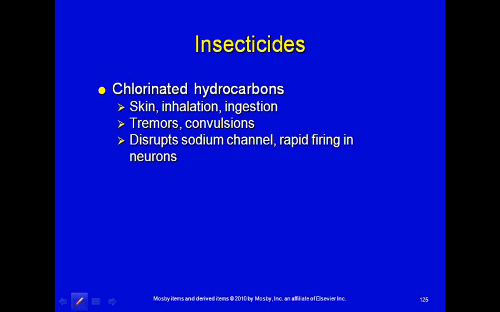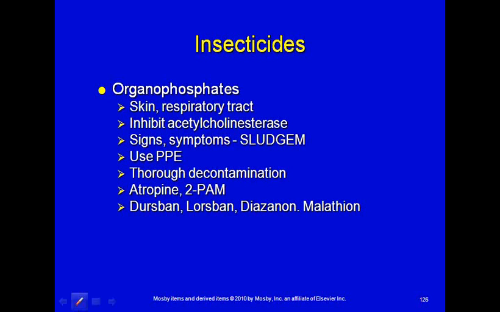They cause tremors, convulsions, and the chlorinated hydrocarbons disrupt the sodium channel rapid firing in the neurons. Organophosphates are the insecticides that we're concerned most about, just because of our location here in the Midwest. Organophosphates can be absorbed through the skin, through the respiratory tract, and can be ingested as well.